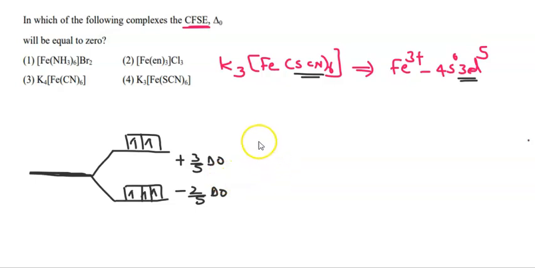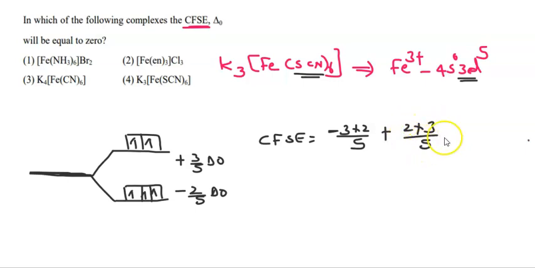Crystal field stabilization energy is equal to minus 3 into 2/5 plus 2 into 3/5 delta O. So that will be equal to 0. So K3[Fe(SCN)6] is having a crystal field stabilization energy of 0.